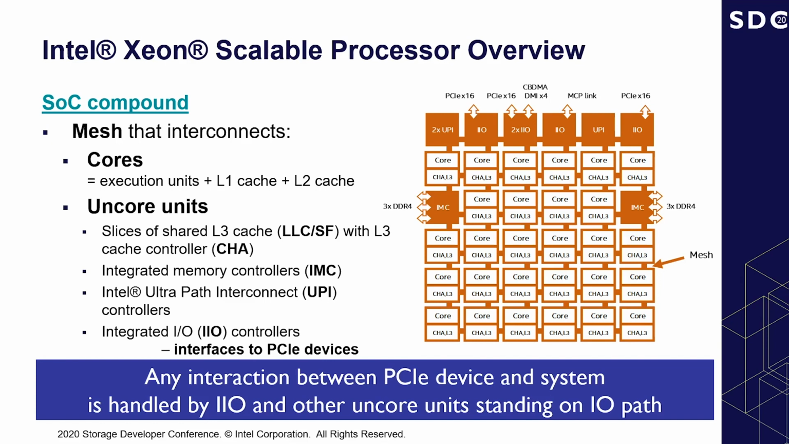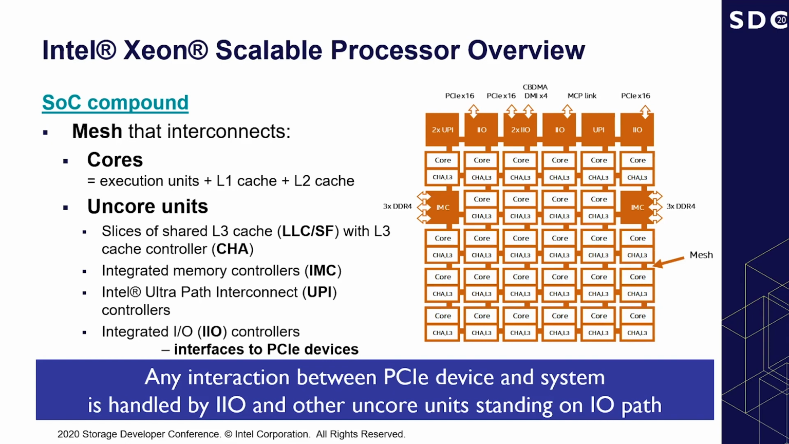Of course, there are the cores. I think everyone's familiar with what a core is. It contains the execution units, the L1 cache and the L2 cache. There are multiple cores, and the number of cores will vary depending on the particular SKU of server and SoC that you have. Beyond the L2 cache, we move into the uncore.